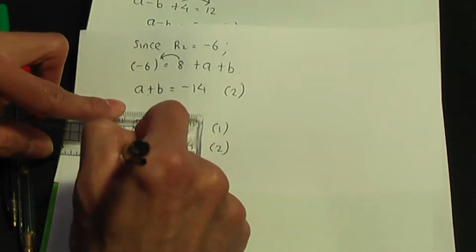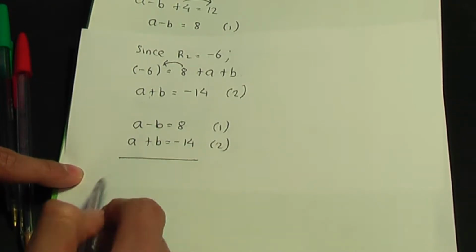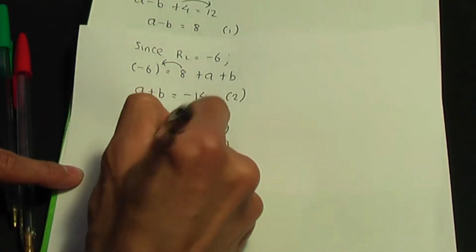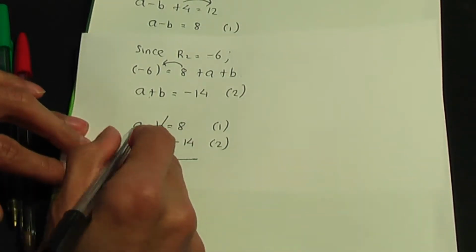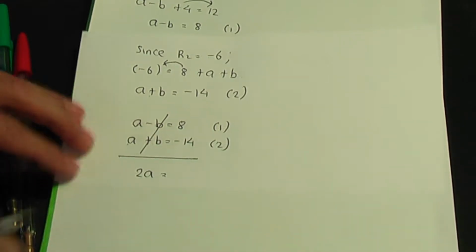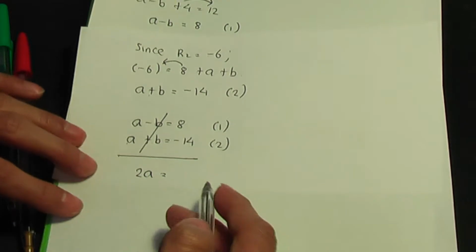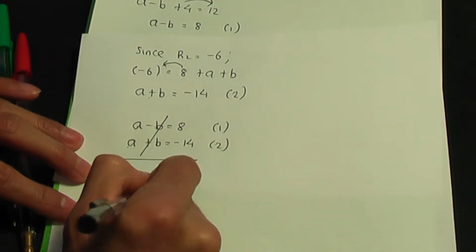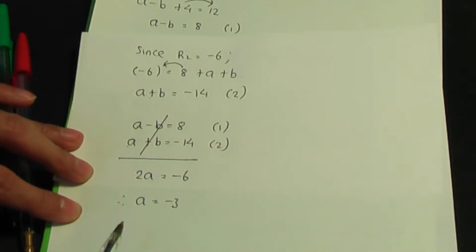So we can solve these equations. If I add them, by adding I can eliminate b. So minus b plus b will be eliminated through addition. a plus a then is 2a, that is equal to, on the right hand side, 8 plus minus 14, which is minus 6. I make a then minus 3. So that should be the value of a.